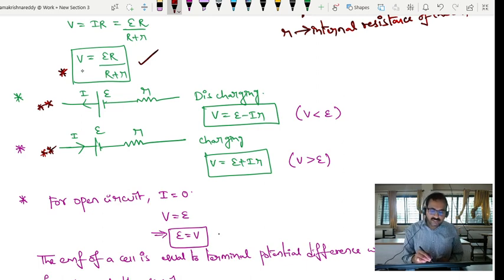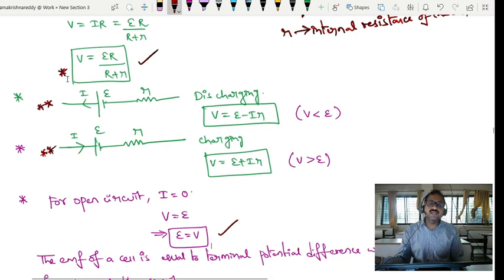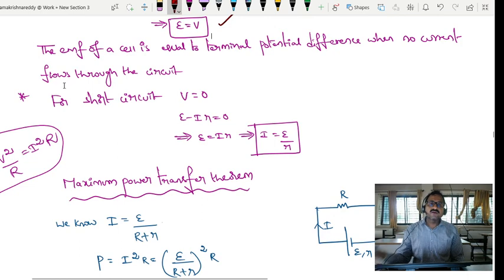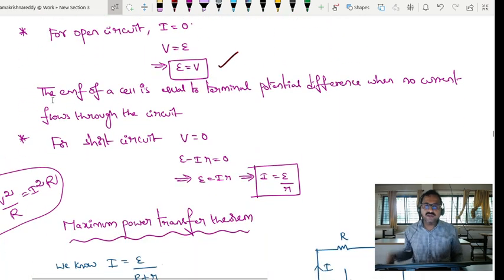EMF of the cell is equal to the terminal potential difference when no current is flowing through the circuit. When the current flowing through the circuit is zero, the EMF of the cell is equal to the terminal potential difference. For a short circuit, you have to take the potential difference as zero only. Then in that case, E minus IR is equal to 0. From that, I is equal to E by R. So these are the two conditions: for open circuit and for short circuit.